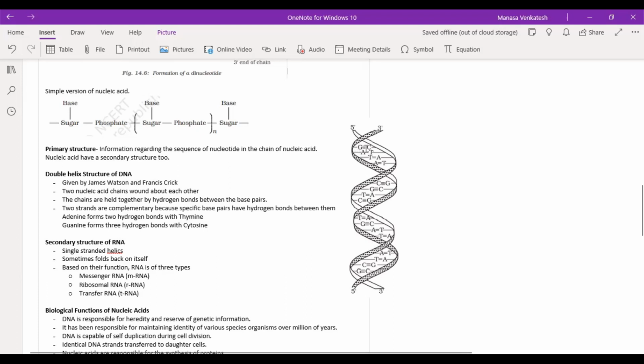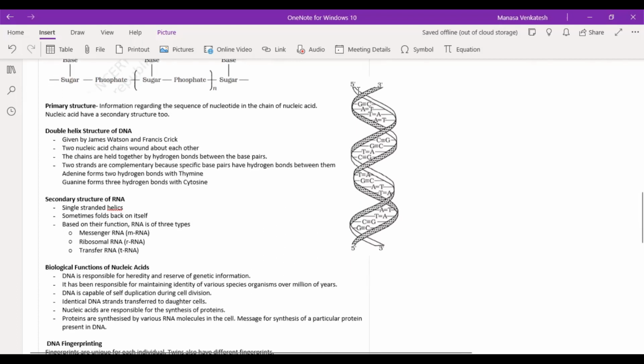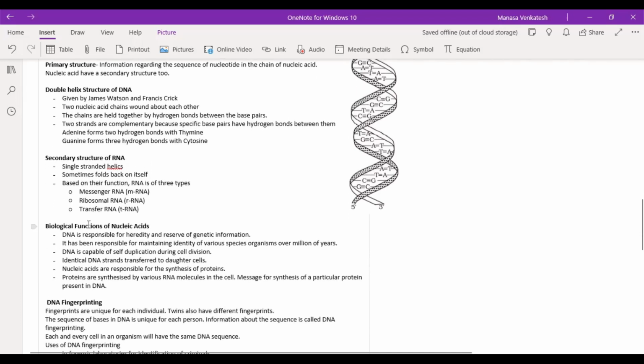So guanine forms a triple bond with cytosine, adenine with thymine. And because these are going to be complementary to each other, the base pairs will always be this. You will not have guanine binding with thymine. It will always be guanine and cytosine, adenine and thymine in case of DNA. In case of RNA, you will have just one strand. It does not have two strands like DNA. It only has one strand, and it folds back on itself. Based on its function, RNA is of three types: messenger RNA, ribosomal RNA, and transfer RNA.